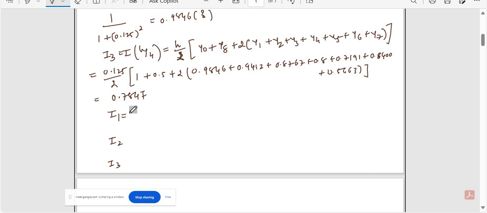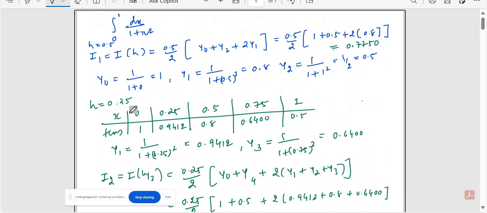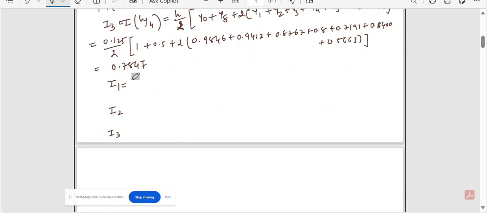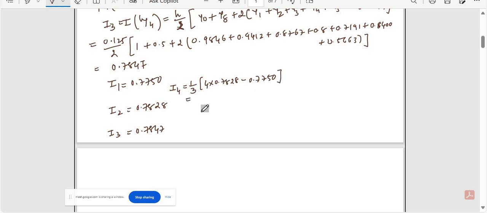What is the value of I1? 0.7750. Second value 0.7828, and third value 0.7847. Now I am going for I4. I4 is 1 by 3 times 4 times I2, which is 0.7828, minus I1, that is 0.7750. Now tell me what we will get here. 0.7854. Very good.